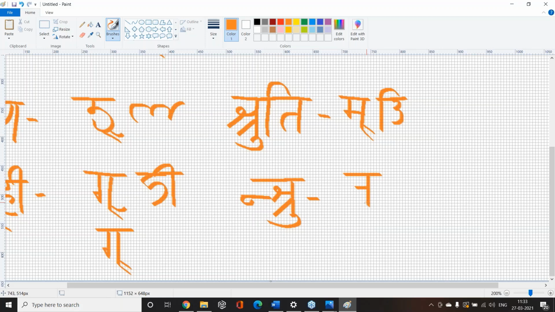Then sh would come to the left side of this. Rest will all remain the same. This is shru, nashru. This was the conjunct, right, Nidhi, I think?